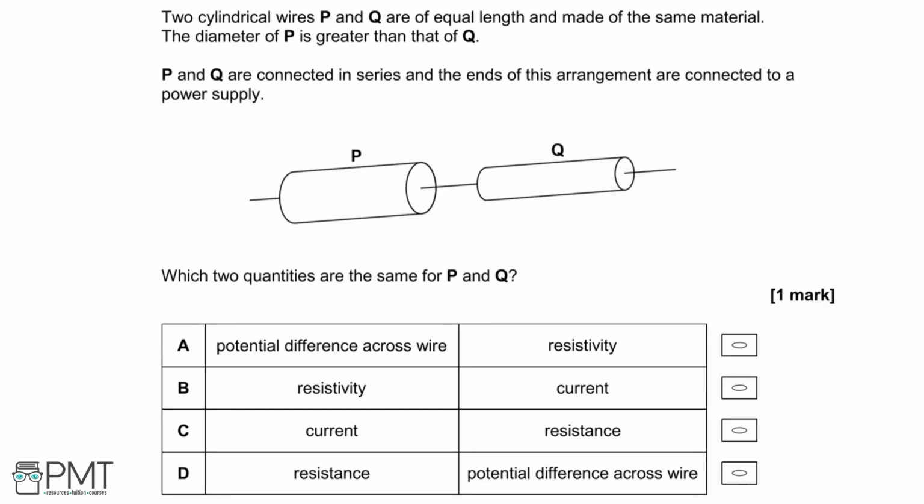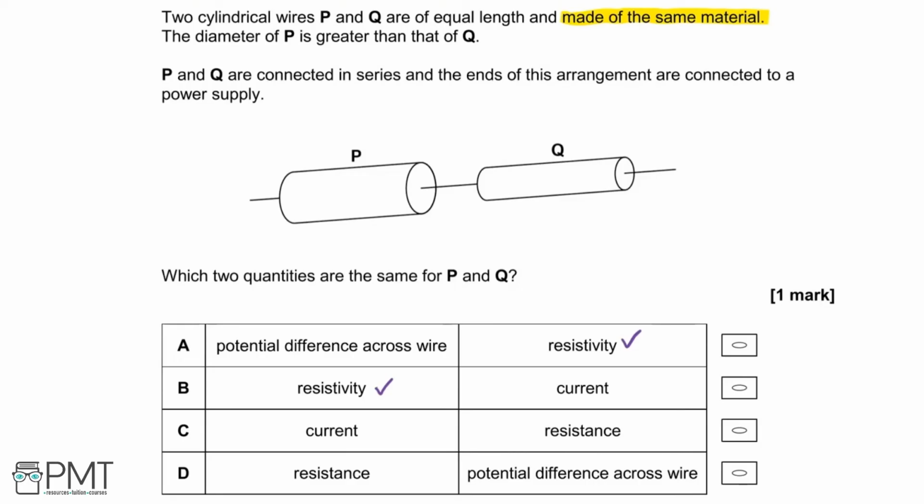Now, the first thing that we need to point out is that these 2 conductors, if you like, are made of the same material. Now, if they're made of the same material, they will have the same resistivity. Remember, resistivity varies with conducting material. So what we can already say is that resistivity remains the same. Let's look at another one of these physical values in this table.